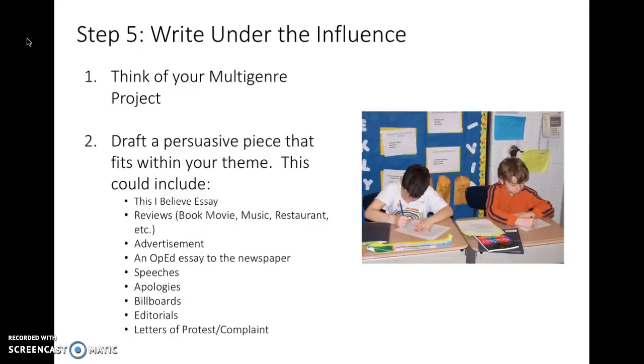And then finally, I want you to write under the influence. I want you to draft maybe one or multiple persuasive pieces that might fit within the theme of your multi-genre piece. And it could be a whole collection of different things.